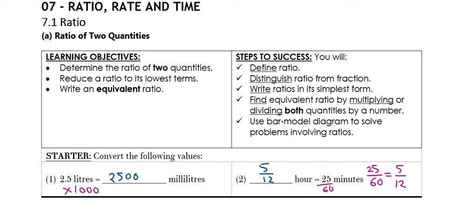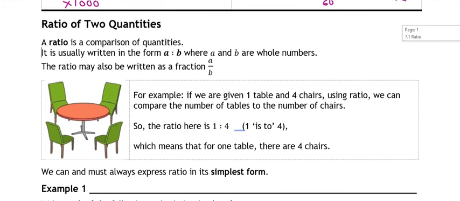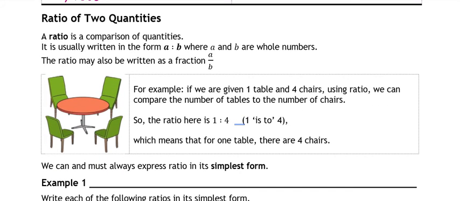Now, the first thing that you have to remember about ratio of two quantities is that you are making it in the form of A is to B, where A and B are whole numbers, and you can also write ratio of two quantities as a fraction A out of B.